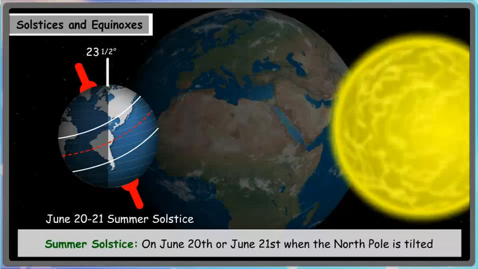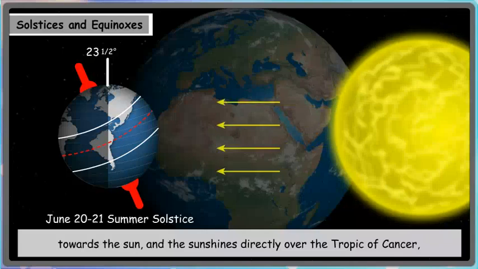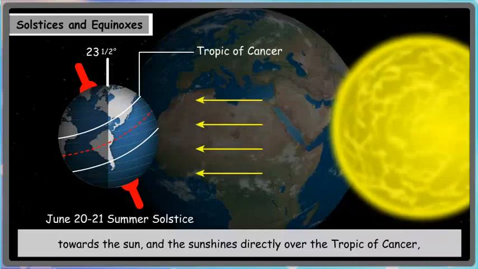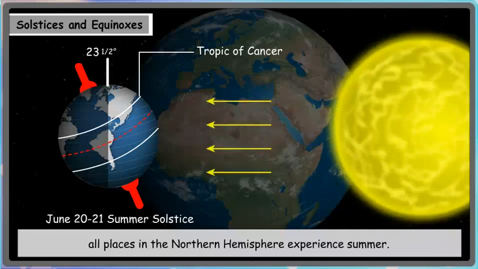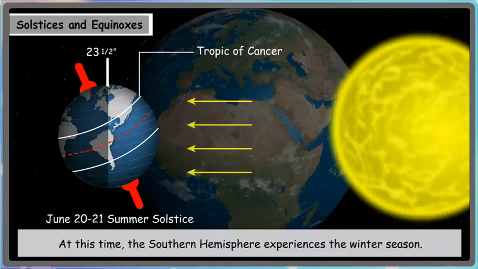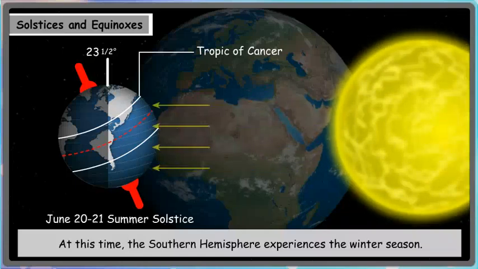Solstices and equinoxes. Summer solstice. On June 20th or June 21st, when the North Pole is tilted towards the Sun and the Sun shines directly over the Tropic of Cancer, all places in the Northern Hemisphere experience summer. At this time, the Southern Hemisphere experiences the winter season.